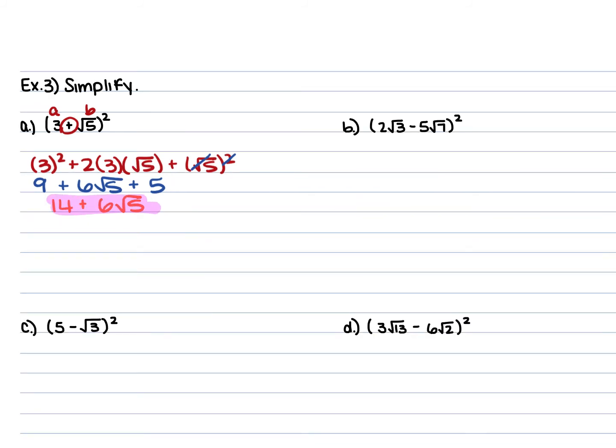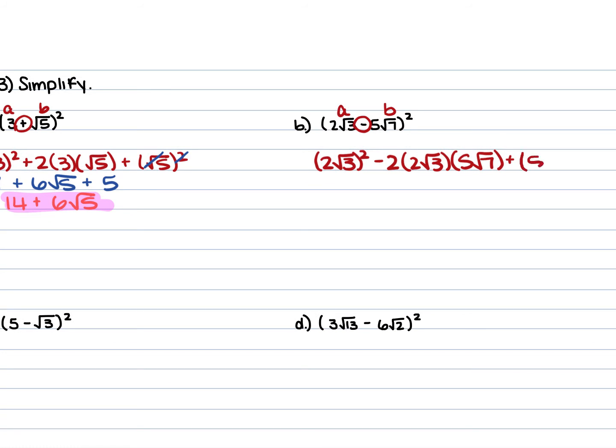9 plus 5 is 14 plus 6 square root 5. For example B, we have 2 square root 3 minus 5 square root 7 squared. So again, our a is the first term, which is that 2 square root 3. Our b is that 5 square root 7. We have a negative between them. So we're going to do 2 square root 3 squared minus 2 times 2 square root 3 times 5 square root 7 plus 5 square root 7 squared. The 2 square root 3 squared, it's going to cancel out the radical, but the 2 is going to be squared, so we have 4 times 3.